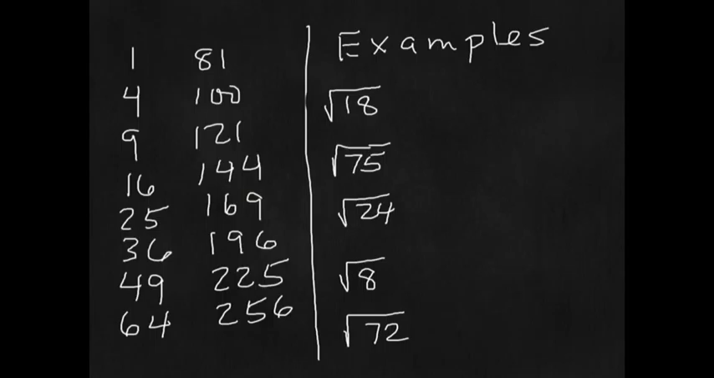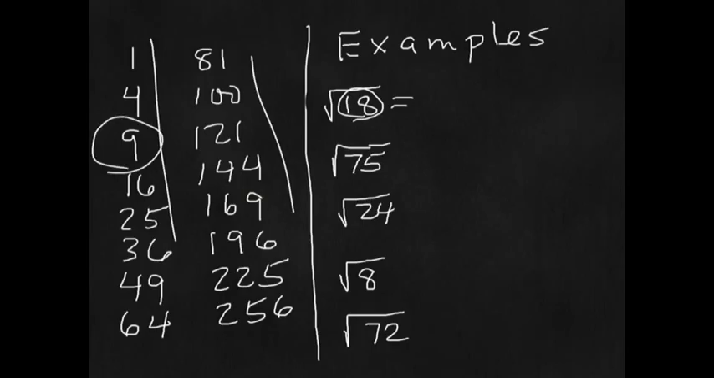So here are the answers to the problems. How I'd handle this one, the square root of 18, I'm going to look for the largest perfect square that divides evenly into 18. If you look in our list over here, we see that that answer is 9. So I get the square root of 9 times 2. I break up my radical. I get the square root of 9 times the square root of 2.